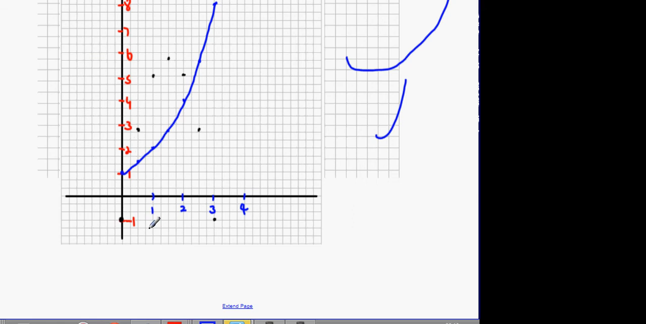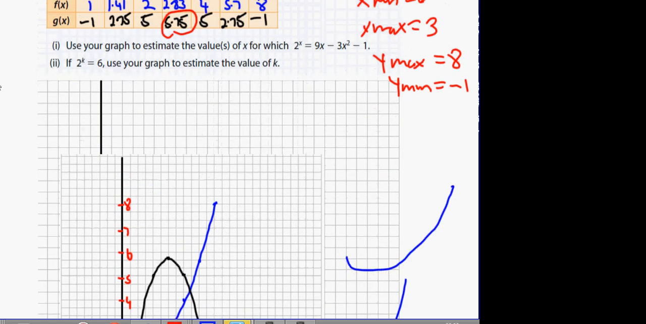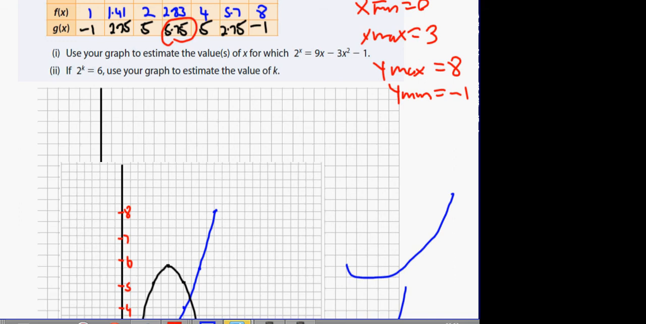Okay. We see here it's an N-shaped graph. Were we expecting an N-shaped graph? Yeah. Why? Minus x squared. There we go.